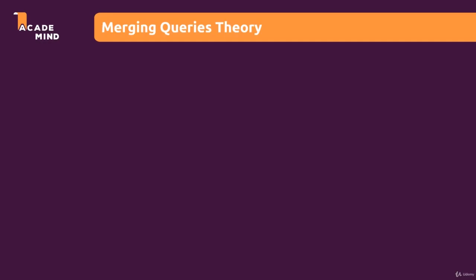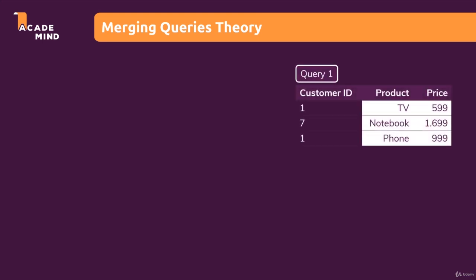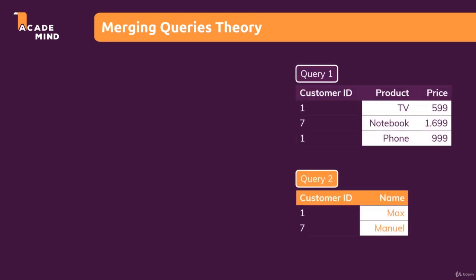Merging tables or merging queries is relatively straightforward actually, because in the end the goal is to create a new table with additional columns, so to combine the information from two different queries, you could say. Let's have a look at an example where we have this query 1 and this query 2. If you look at the structure of these queries, you can see that both queries have different information. The first query stores product information, you could say. The second query stores customer-related information. But both queries have one common column. It's this first column, the customer ID.